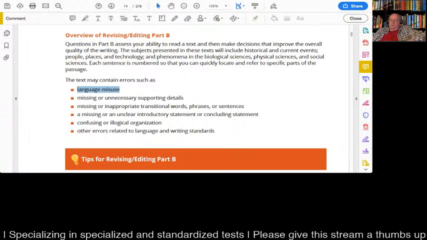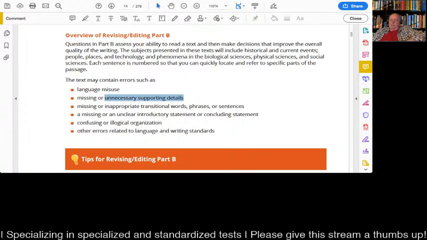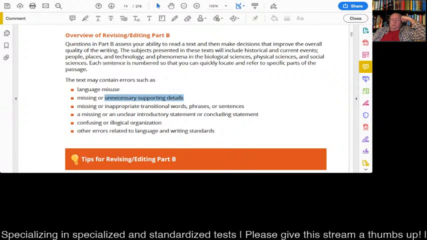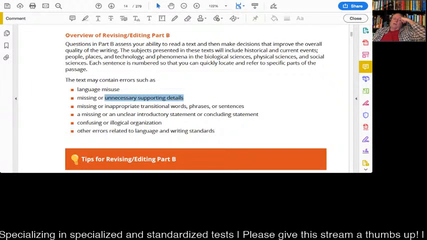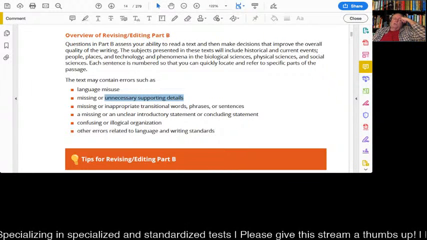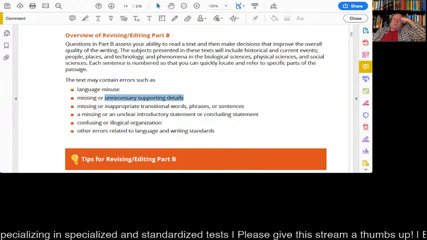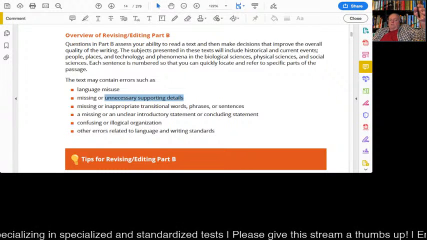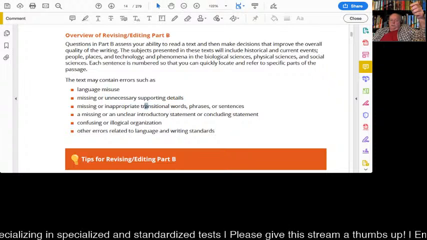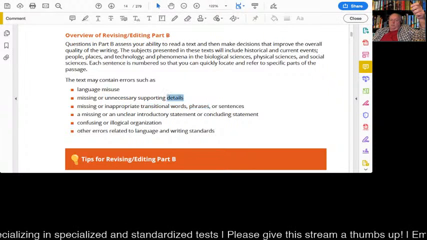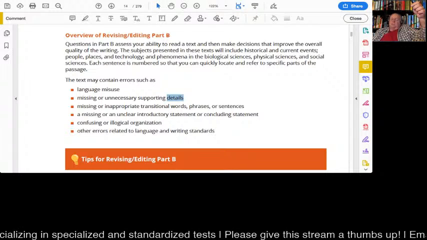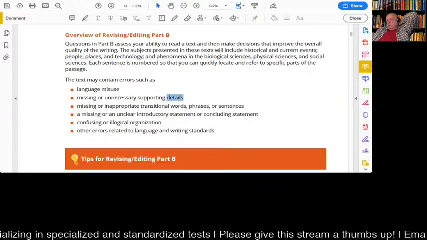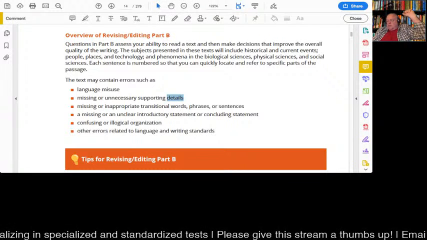Okay, so it's misuse of that, and unnecessary supporting details. For instance, I'm talking to you right now about the revising and editing part B of the SHSAT. If all of a sudden I started talking about how to do exponents, that's unnecessary. That's against the grain of what the main idea of the topic of this live stream was supposed to be. There's also things like inappropriate sentences, and normally this takes the form of an extra sentence thrown in somewhere in the middle. It might talk about a kid taking the SHSAT, and then it talks about his dog sitting next to him. The dog sitting next to him has nothing to do with taking the SHSAT.